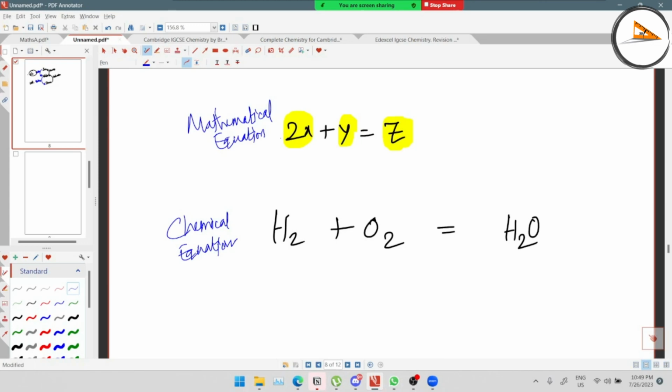In mathematics, if there was a mathematical equation, 2x is one term, y is another term, z is another term. So we have a mathematical equation with the left side containing two terms and the right side containing one term. In a chemical equation, if you compare them in an equivalent sense, each term here is a molecule. So we have two molecules at the left side and one molecule at the right side.